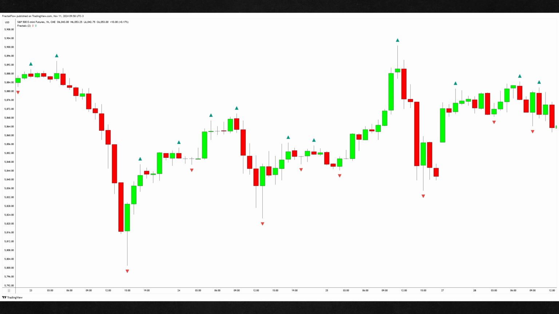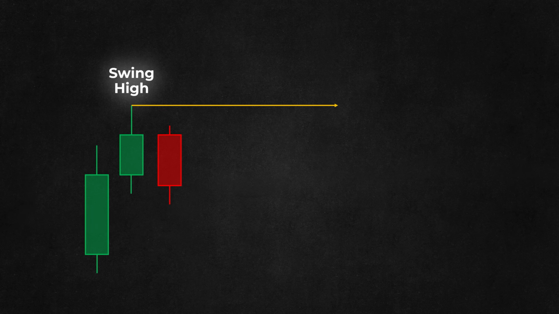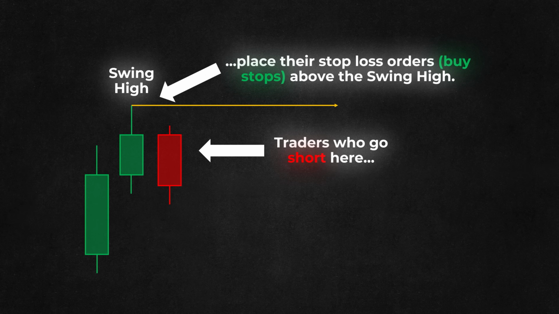Let's now move on to another concept that spawns from the idea of swing points, which is the idea of buy-side and sell-side liquidity in the ICT method. The reason ICT traders care about the concept of swing points is that traders usually place their stop-loss orders right above highs or right below lows. This is a common practice in trading. Traders who go short after a swing high will place their stop-loss order above the swing high, recalling that the stop-loss order of a short trade is a buy-stop order.